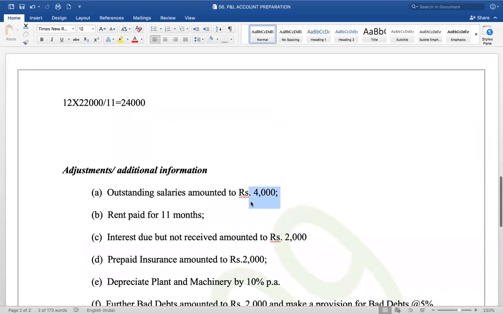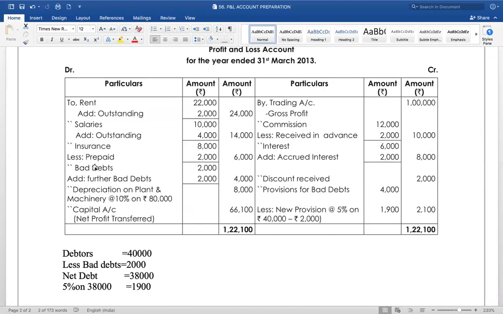So what do you do? Look at this. Profit and loss account, debit to salaries. To salaries. 10,000, right? This is what is given in the trial balance. Add outstanding, there's an additional amount, 4,000. 14,000 is what is taken in the amount column.